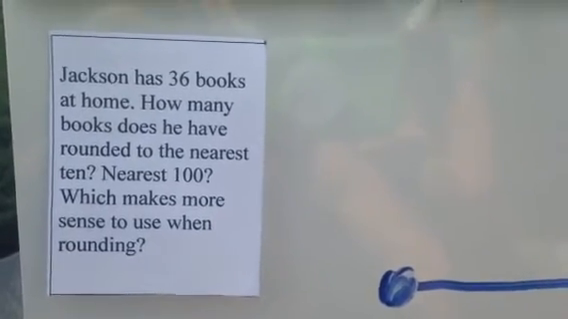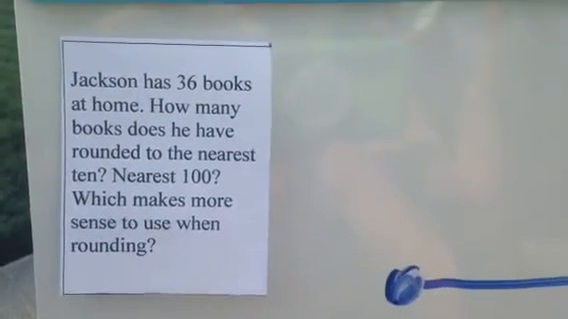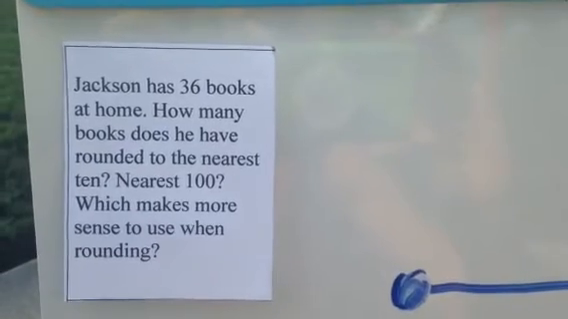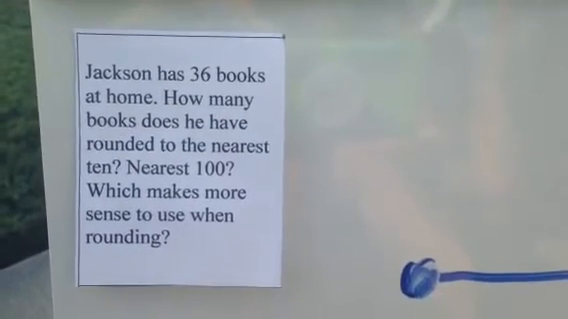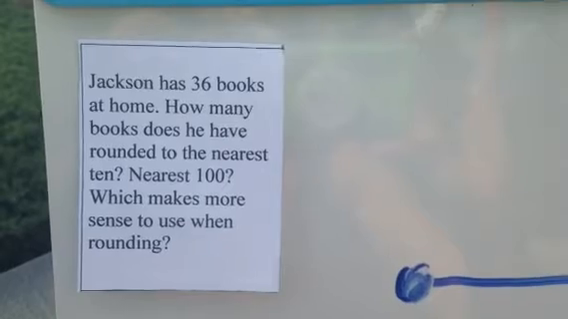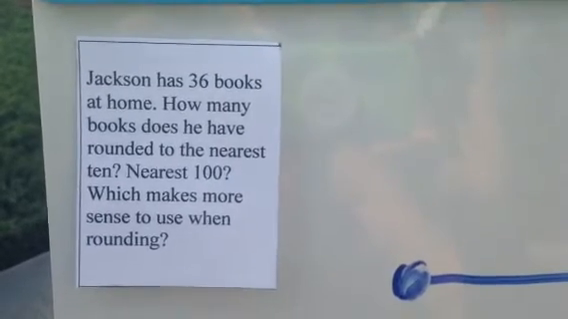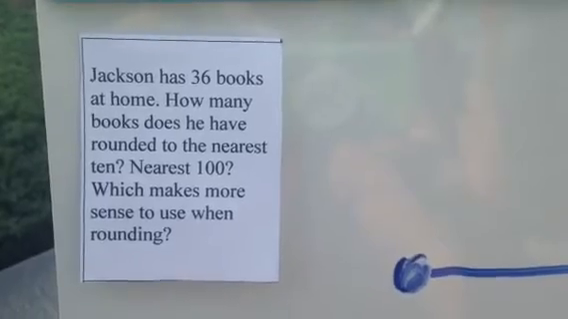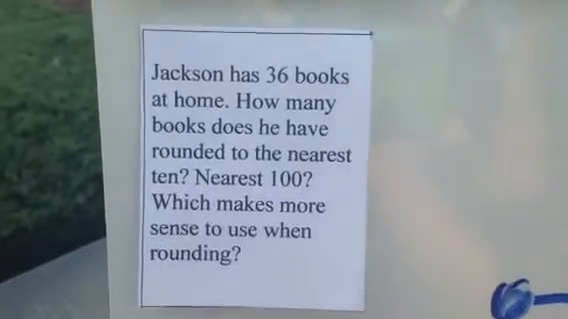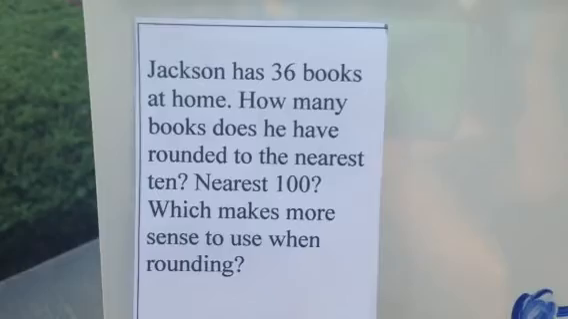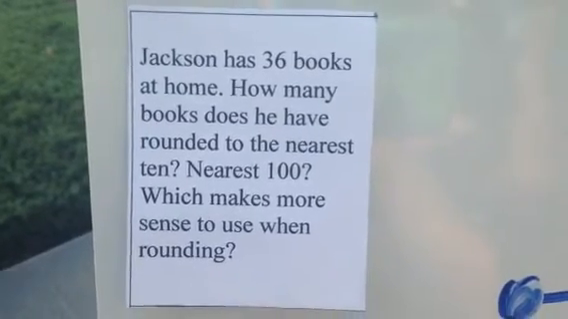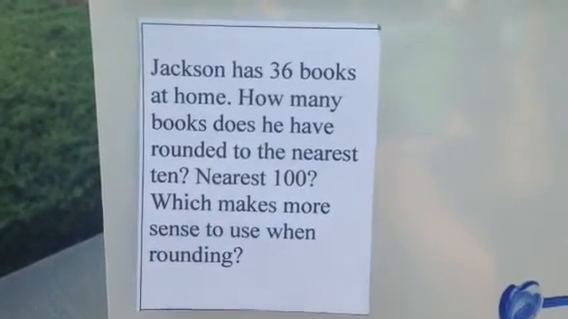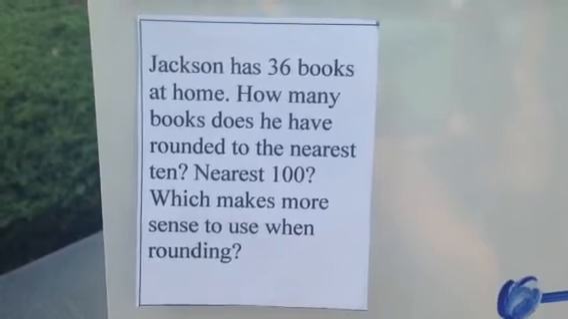Now, boys and girls, we have learned how to round to the nearest 10 and the nearest 100 using a number line or a hundreds chart. Now we're going to take those strategies and try to solve real world problems, everyday problems that you might come across. Here's one example. Jackson has 36 books at home. How many books does he have rounded to the nearest 10, nearest 100?